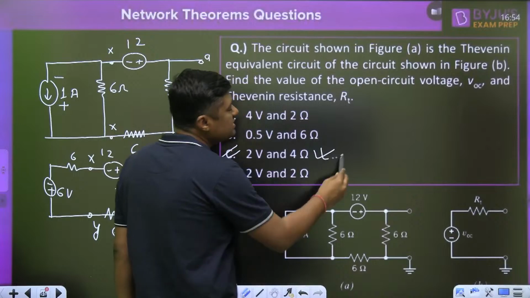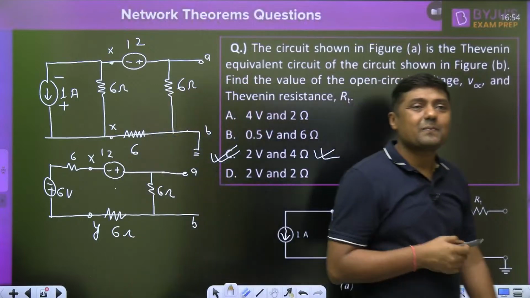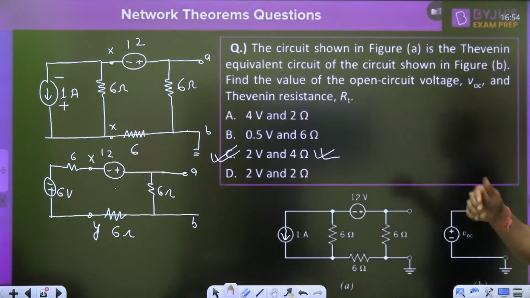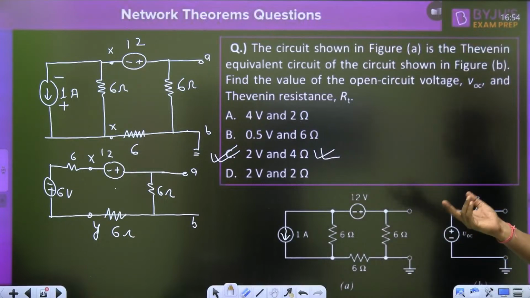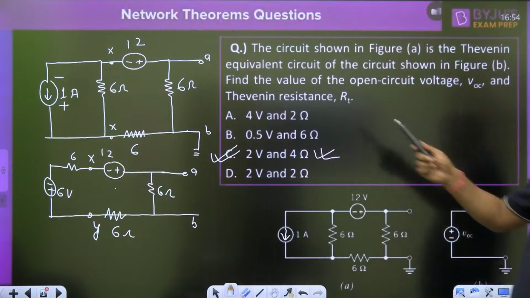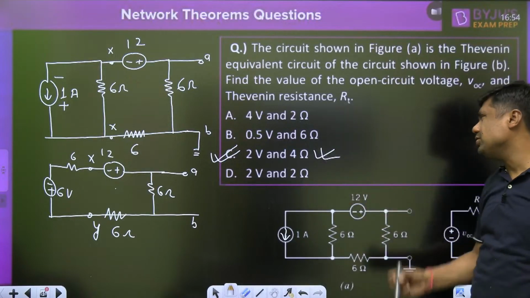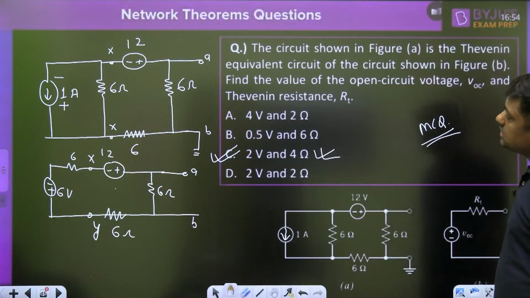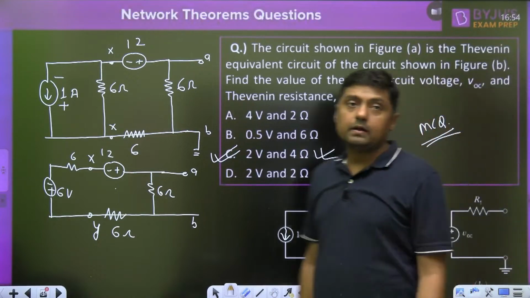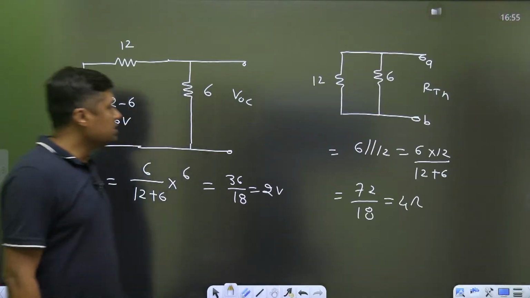In C. Is there any need to find the voltage? Tell me. If so, it was done in 2 seconds: open the voltage source, short the current source, and first of all find the RTH. Only in one option we have the 4 ohm. So in MCQs, that's why it will become very easy sometimes. So this is the C, no need to find the voltage, right? So that is one way.